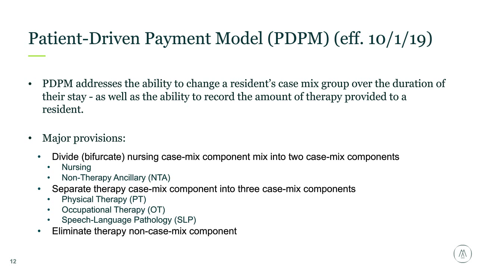And then consistent previously with identifying therapy separately, they're now looking at PT, OT, and SLP separately, and then they are eliminating the therapy non-case mix component as well. So what they're intending to do by splitting these various case mix components and service lines is they are wanting to basically say how much further could we break down the various inputs of patient and resident care so that over the course of a resident stay in a skilled nursing facility, can we have a dynamic model where the reimbursement is more reflecting the intensity of care being provided?